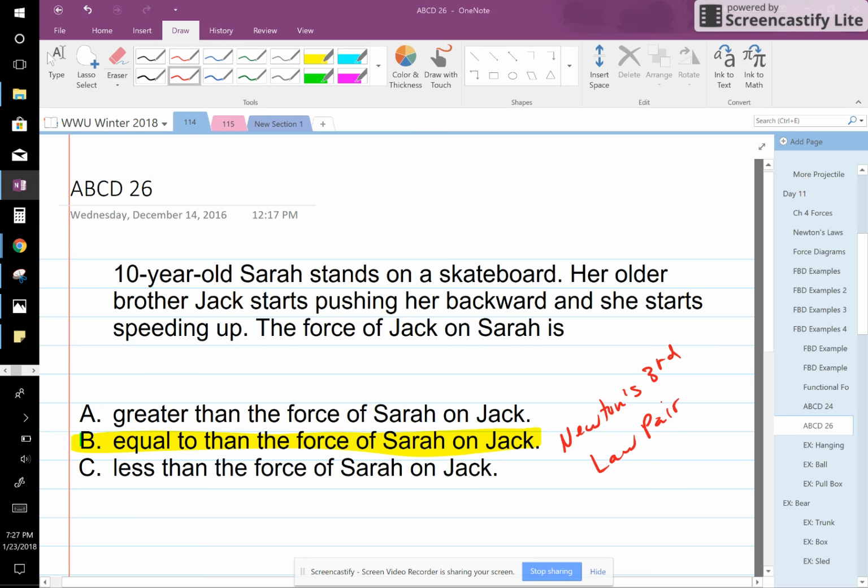So that is what's happening here. Jack is pushing on Sarah, and as a result, Sarah is pushing back on Jack. The fact that Sarah is speeding up has nothing to do with the actual contact between Jack and Sarah, but has something to do with the relative frictional forces acting between the wheels on the skateboard and the frictional force between Jack's shoes and the floor.